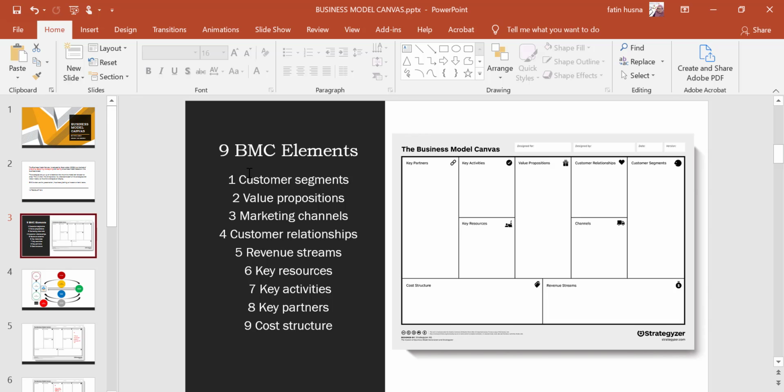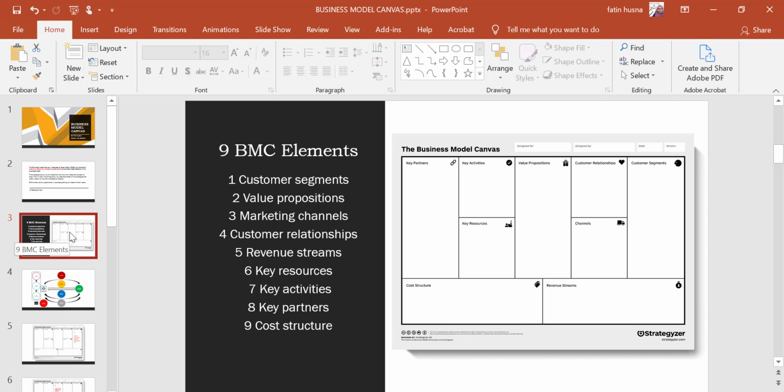But basically I will focus on the customer first. Second, I will focus on the value proposition. The third one is marketing channels, or I can say channels. In the Strategyzer format we have channels. Number 4 is customer relationship, revenue stream number 5, key resources number 6, key activities number 7, key partners number 8, and the last one will be cost structure.